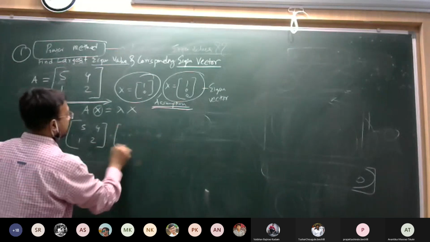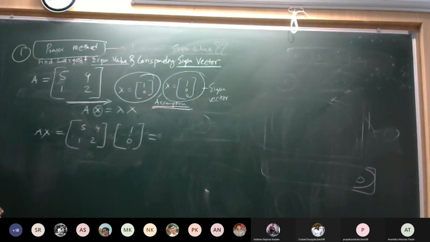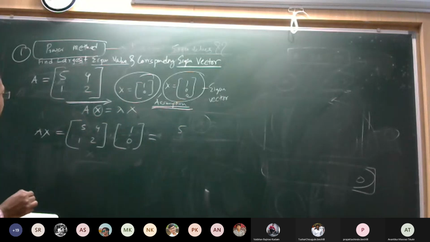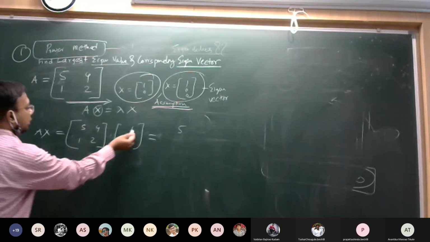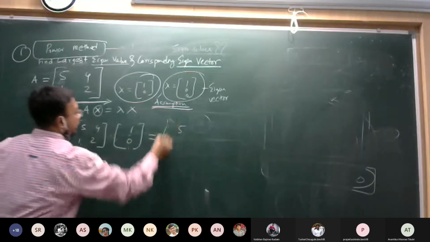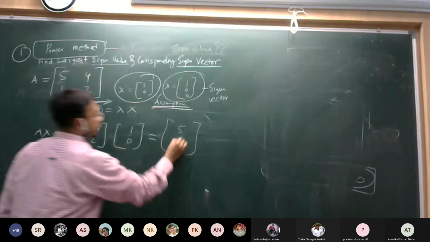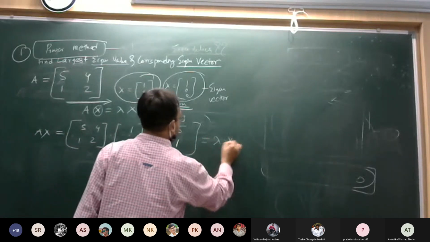The x matrix is 1 0. So we have to multiply this matrix with 1 0. It would be 5 into 1 plus 4 into 0, so 5 value. Then 1 into 1 plus 2 into 0, that would be 1. So this is what? This is the lambda x.